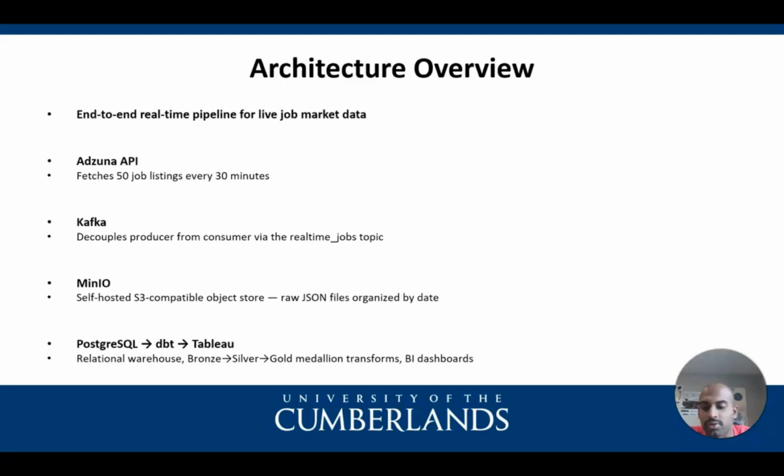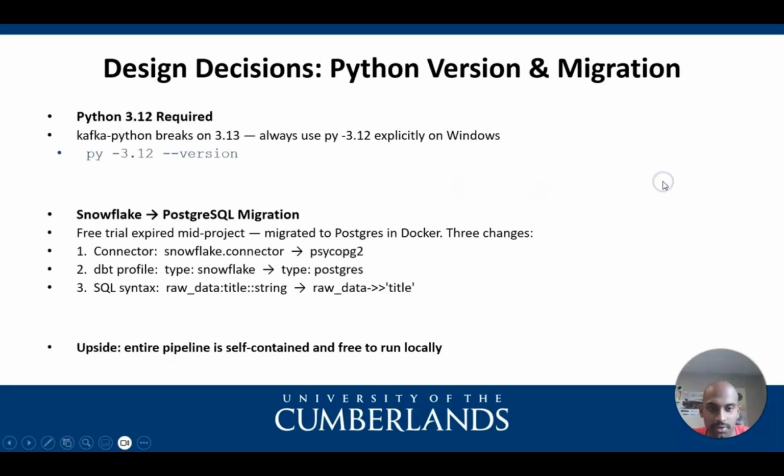A scheduler then runs every 10 minutes, calling a bridge script that moves files from MinIO into PostgreSQL. Once in PostgreSQL, dbt runs the bronze, silver, and gold transformations. Gold tables can then be connected to visualization tools like Tableau, and I'll touch on that slightly later.